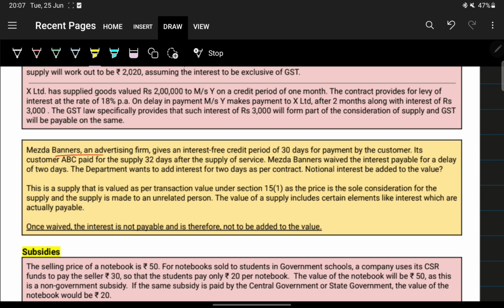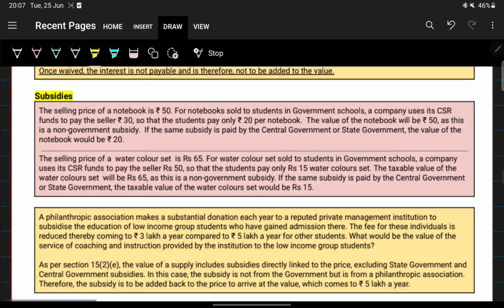Mazda Banners, an advertising firm, gives an interest-free credit period of 30 days for the payment by the customer. Its customer ABC paid after 2 days, meaning a 2-day delay. And then Mazda Banners waived the interest. So if the amount of interest, penalty and late fees is waived off, then no need to pay, right? It is not to be included in the value of supply. That is what this question wanted to ask.